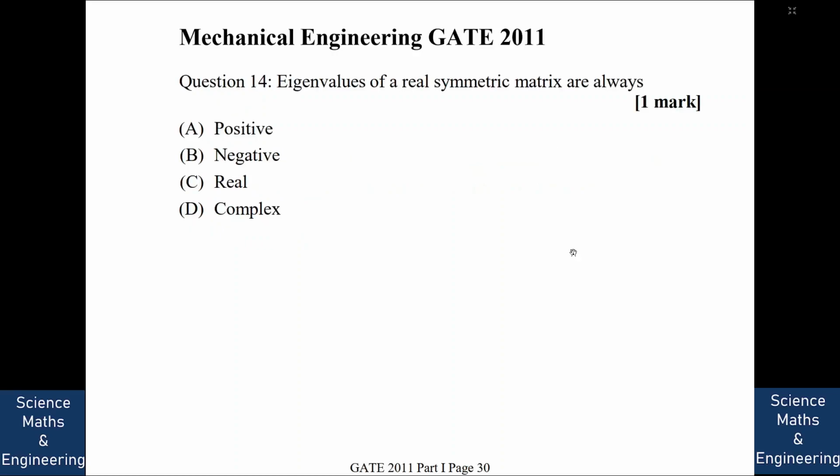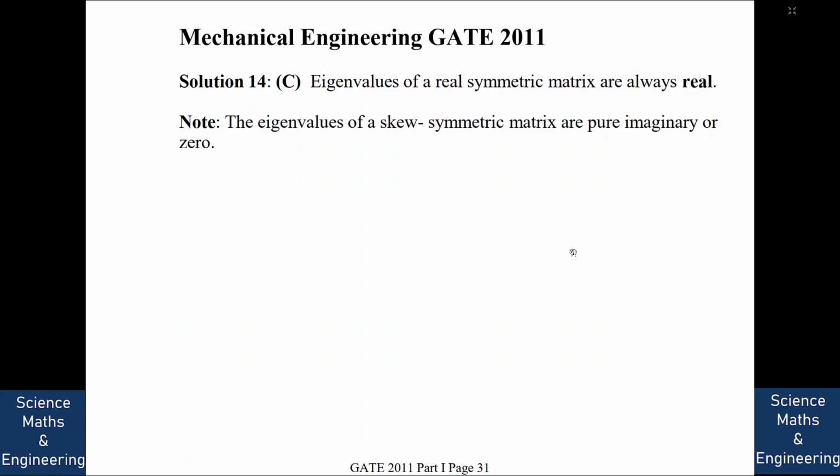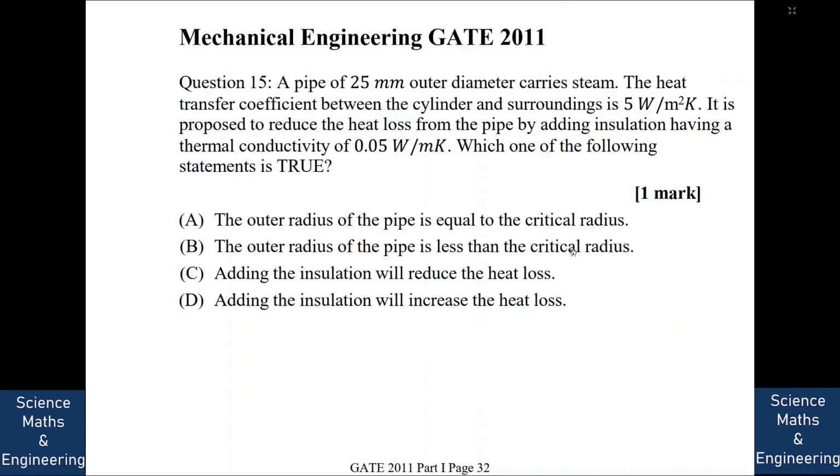Eigenvalues of a real symmetric matrix are always A positive, B negative, C real, or D complex. So the answer is eigenvalues of real symmetric matrix are always real. However, if we have skew symmetric matrix, then the eigenvalues are pure imaginary or 0. So we'll go to the next question.